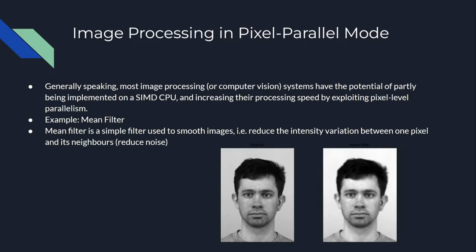So I want to give an example of image processing in pixel parallel mode. Generally speaking, most image processing systems have the potential of partly being implemented on a SIMD CPU and increasing the processing speed by exploiting pixel level parallelism. An example of this is the mean filter. So this essentially is just having a kernel applied to a pixel and averaging it out so that each pixel becomes similar to its neighbors. So it's essentially just a simple filter to smooth images.